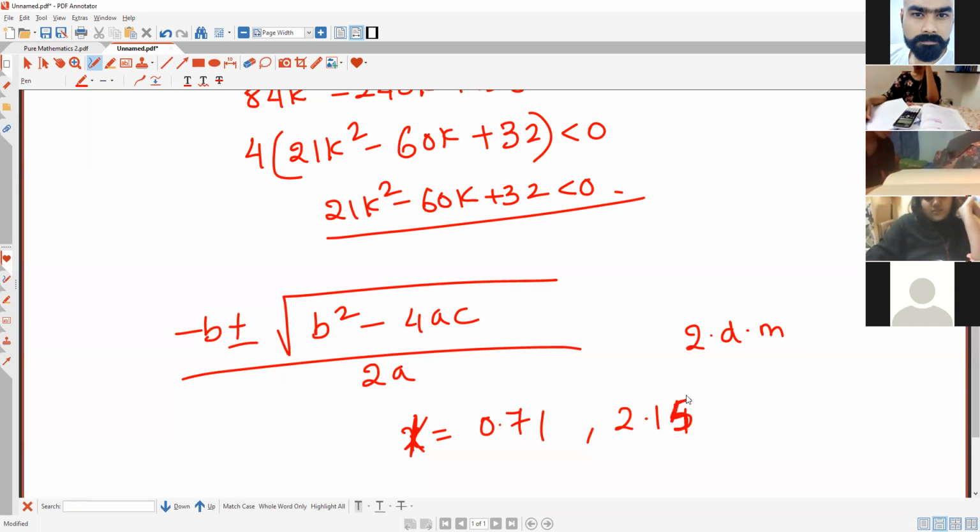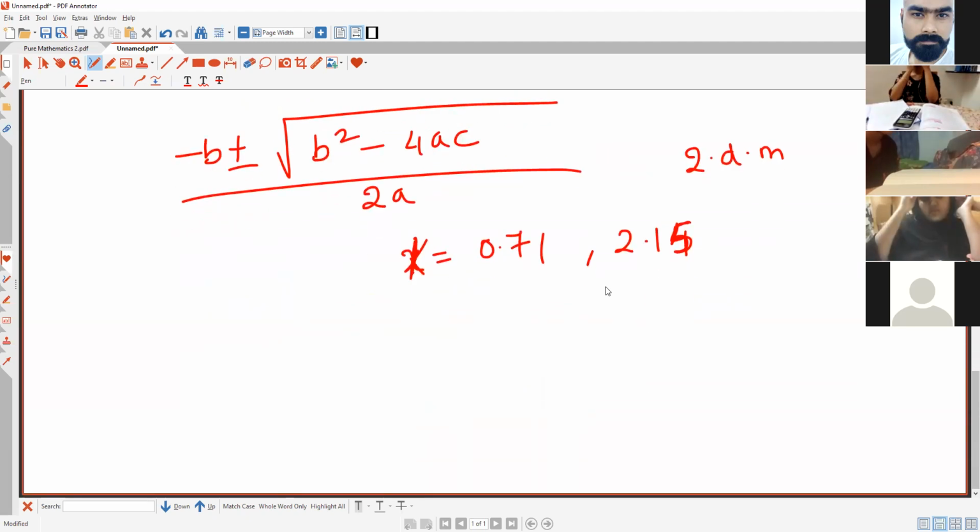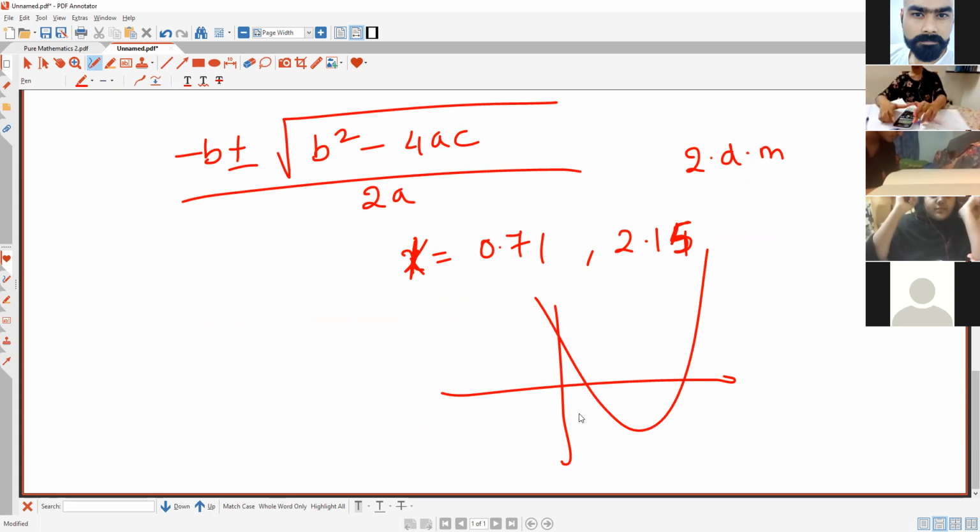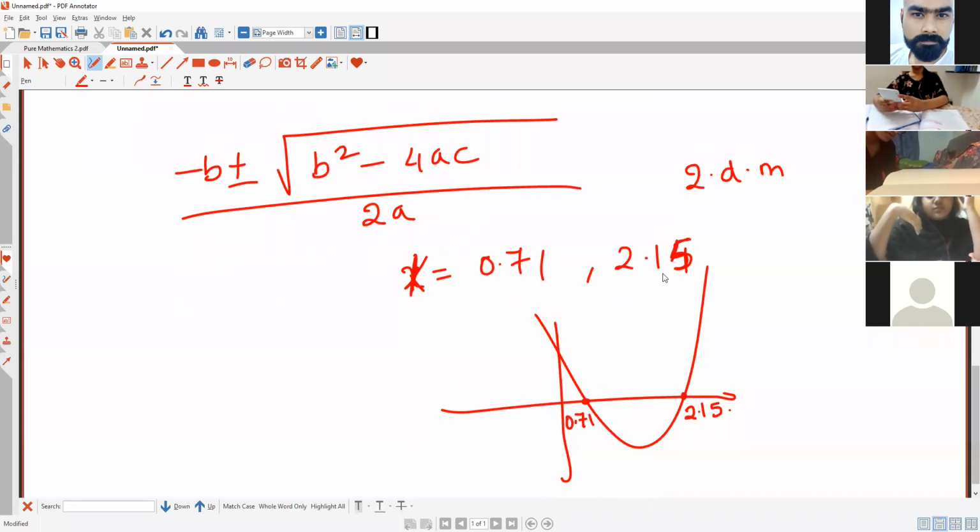Now, you guys know I taught you this. O level also I taught you guys. You can draw this diagram like this now. This is 0.71 and this is 2.15. Check eta, and check eta. And we want what? Less than 0 or more than 0? Less than 0, so we are looking for this area. You will get less than 0 if you go more than 0.71. So your k is more than 0.71.